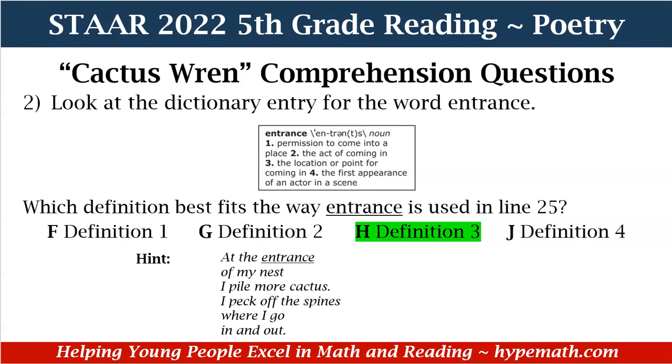So let's look and see why it's definition 3. Again, line 25 says, at the entrance of my nest, I pile more cactus. I peck off the spines where I go in and out. And there are our context clues. The location or point for coming in. So it's talking about how the cactus wren goes in and out of its nest. So that is why definition 3 best fits the way entrance is used in line 25.